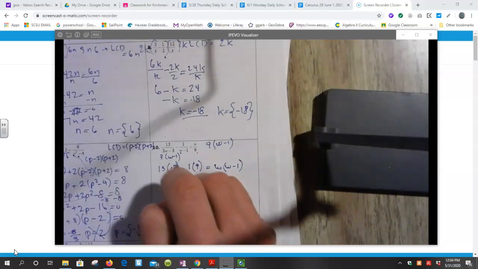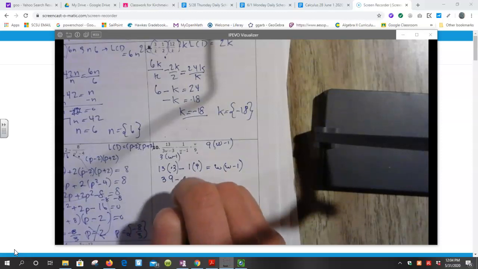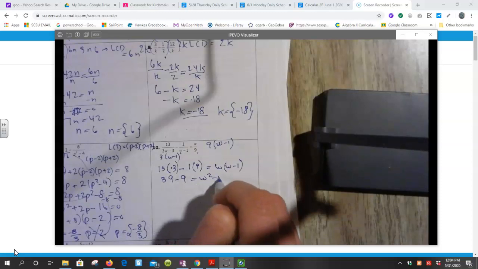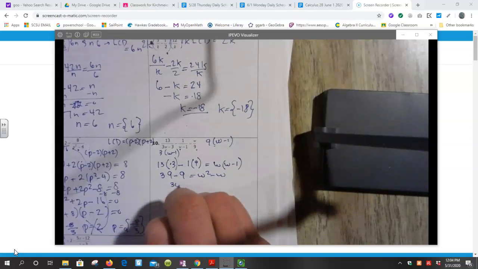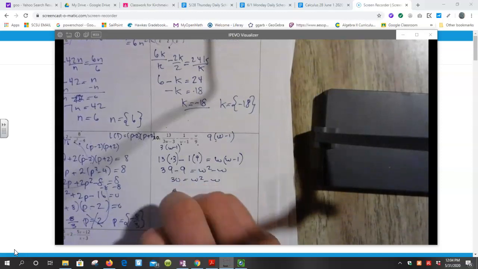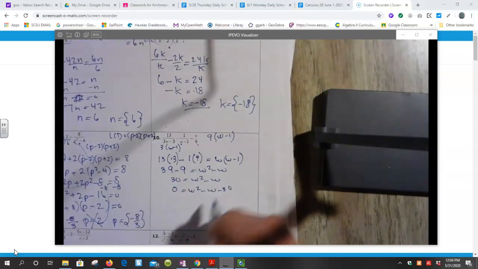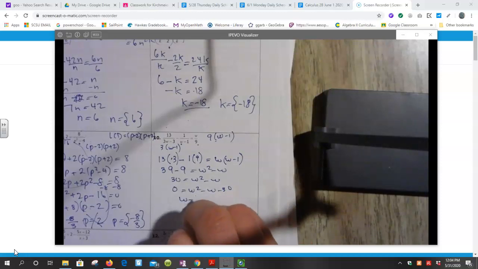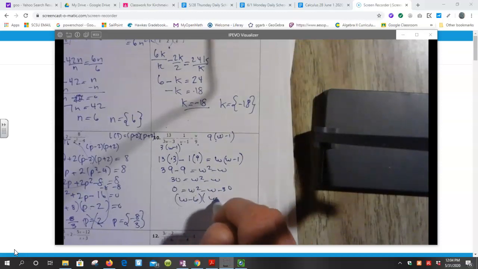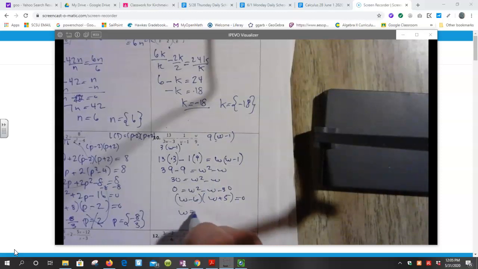So now I multiply this out, we're going to get 39 minus 9 equals w squared minus w. So we're going to have 30 equals w squared minus w. So we set that equal to 0, we're going to get 0 equals w squared minus w minus 30. So we factor that out and we get w minus 6 and w plus 5 equals 0. So we're going to get w equals 6 and w equals negative 5.